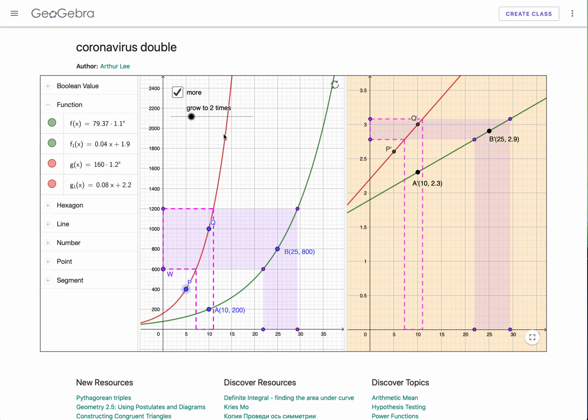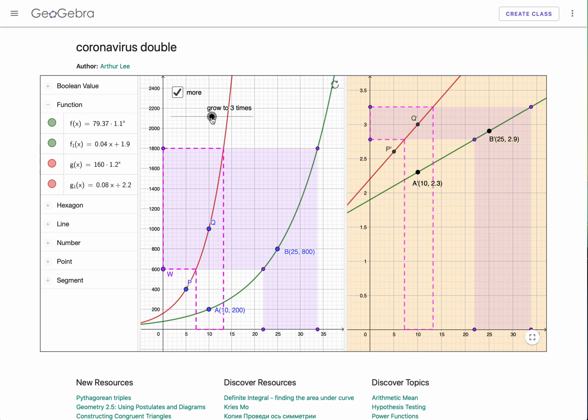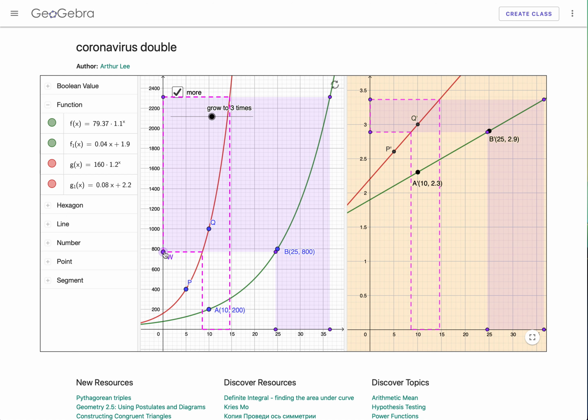And how about I change to other factor, so you can, for example, consider 3 times. So it shows the length, how long it takes for each curve to grow to 3 times the original value. And the constant distance here should be log 3 in both graphs.